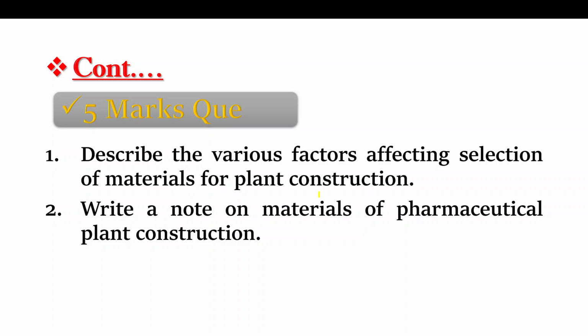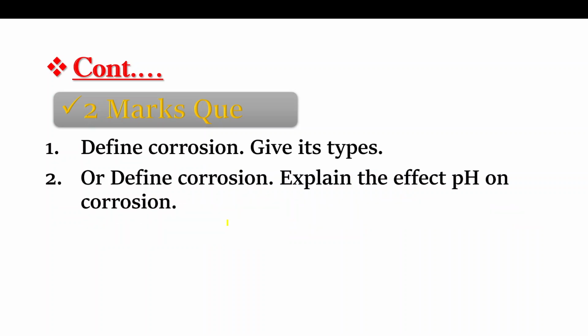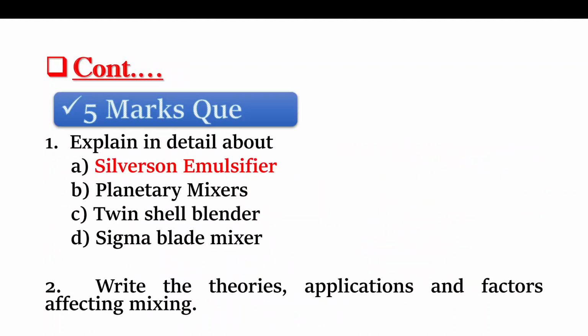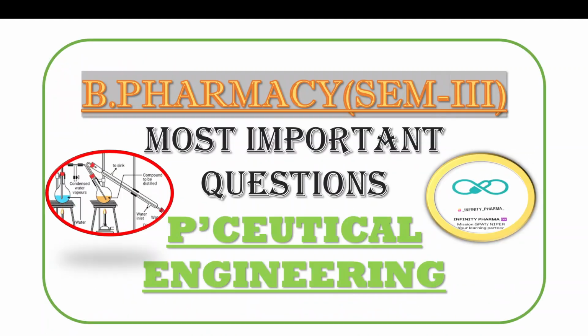Then 5 mark questions like materials for pharmaceutical plant construction. The 5 mark question is there, the materials for pharmaceutical plant construction. Then in 2 mark questions, simple definition of corrosion and their types, the effect of pH on corrosion. So these are some important questions from this subject, that is pharmaceutical engineering from semester 3. These are the important questions and they will definitely be helpful for your upcoming exam.